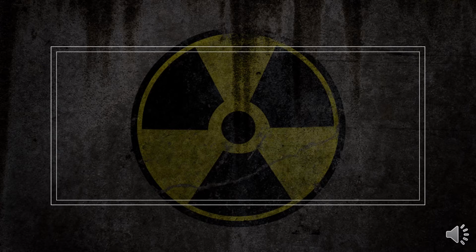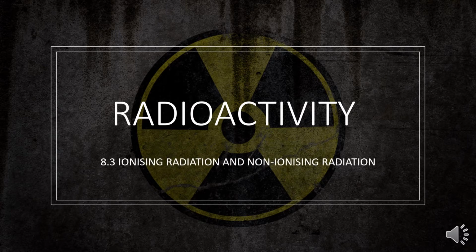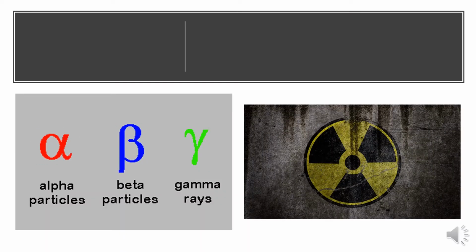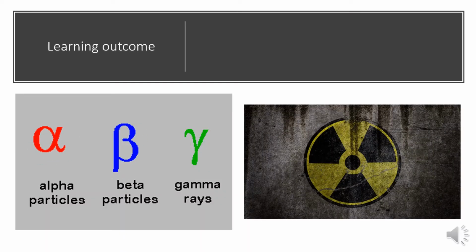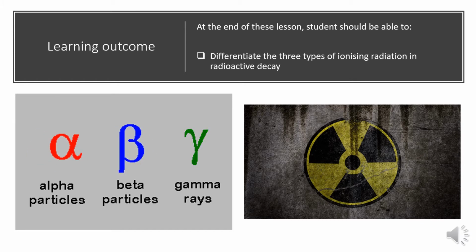Today we're going to continue our lesson in topic radioactivity. But we move on to the next subtopic, which is ionizing radiation and non-ionizing radiation. For today's lesson, we're going to cover only one learning outcome, which is that at the end of this lesson, students should be able to differentiate the three types of ionizing radiation in radioactive decay.